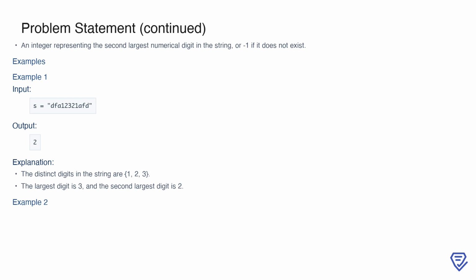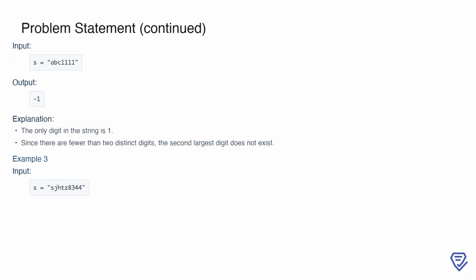In the first example, the input string is DFA12321AFD. Here, the distinct numerical digits present are 1, 2, and 3. Out of these, the largest digit is 3, and the second largest digit is 2. Therefore, the output for this input is 2. This demonstrates how we determine the second largest digit by first identifying all unique digits and then finding their relative order.